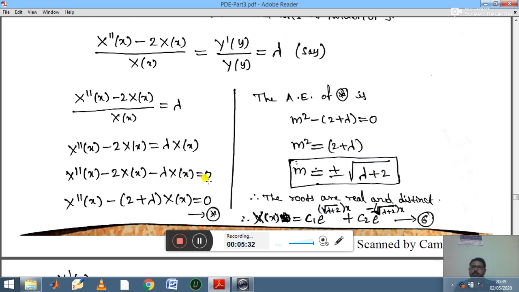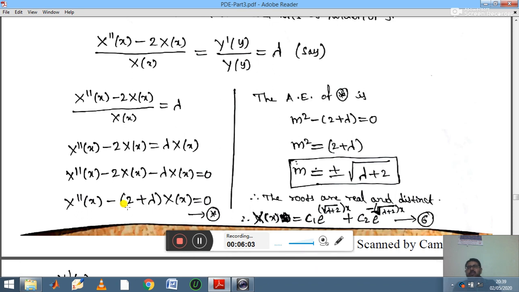Then here X of x is common in these two terms. If you take X of x common, the remaining term is X double dash of x as it is, minus 2 plus lambda, into X of x is equal to 0. If you see clearly, take it as equation star, because it is a quadratic equation. If you solve this, that is nothing but an ordinary differential equation you are solving here.